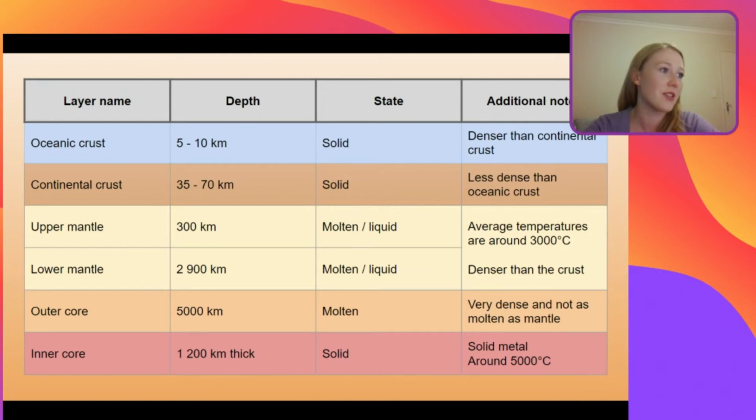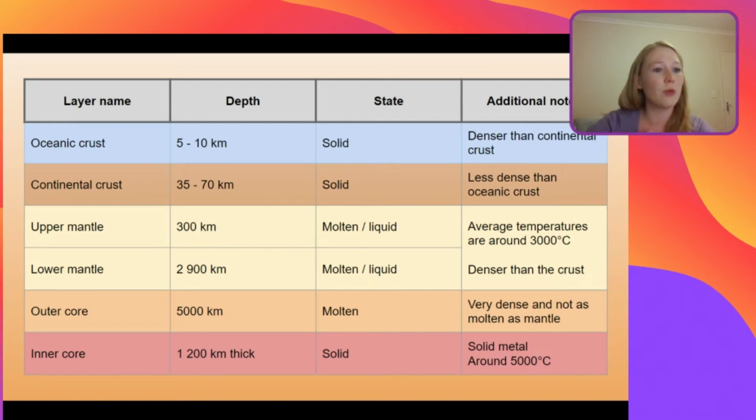So I made this just as a summary. This was actually a printout for my student, a summary of the different layers of Earth. So we have the oceanic crust that is thin. You can see I've labeled that as blue, since oceanic means water. We have the continental crust that's around 35 to 70 kilometers thick.